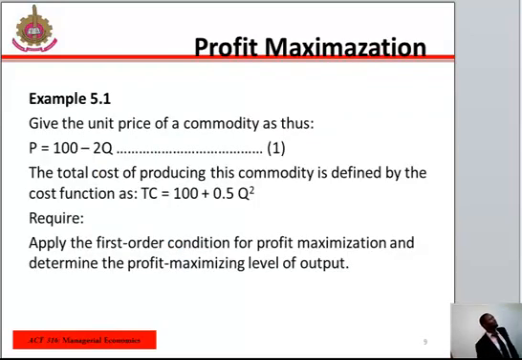Profit maximization example. Example 5.1. Given the unit price of a commodity as P equals 100 minus 2Q. The total cost of producing this commodity is defined by the cost function as total cost equals 100 plus 0.5Q squared. Required: apply the first order condition for profit maximization and determine the profit maximizing level of output. Let's try to work it out.